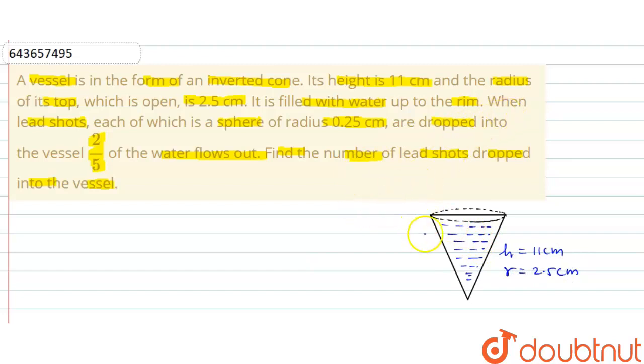So the lead shot is the shape of a sphere. We will throw the lead shots, and 2/5 part of the water flows out from this vessel. So we have to find the number of lead shots dropped into the vessel. So the number of lead shots into the volume of one lead shot will be equal to the remaining volume of the water in the cone.